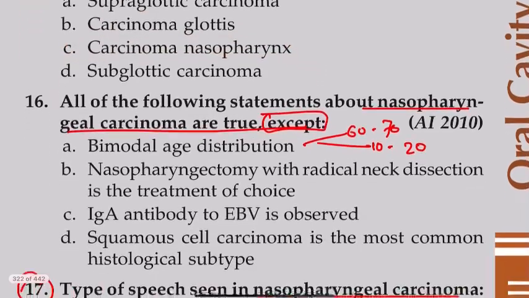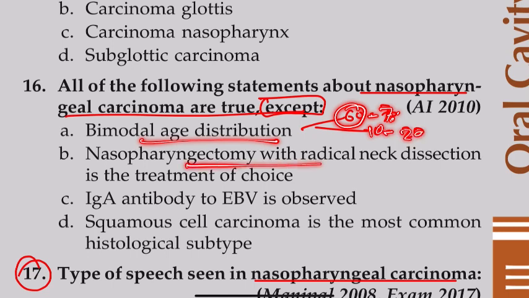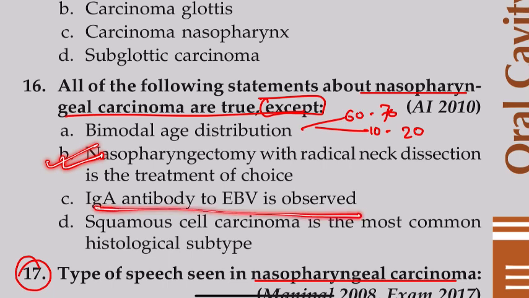All of the following statements about nasopharyngeal carcinoma are true except, right? Bimodal age distribution, that's right. That is from 60 to 70, right? And another age group is 10 to 20. Nasopharyngectomy with radical neck dissection is treatment of choice. Okay, now this is not the right statement, right? This is not the right statement. And IgA antibody to EBV is observed, that's right. Squamous cell carcinoma is the most common, that's also right.